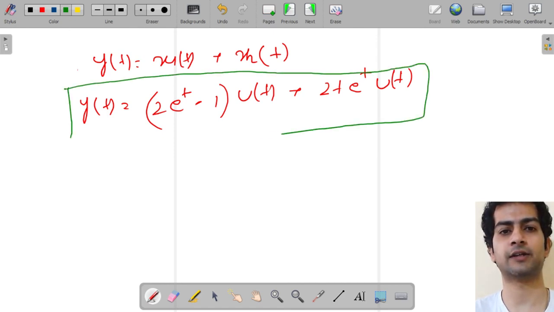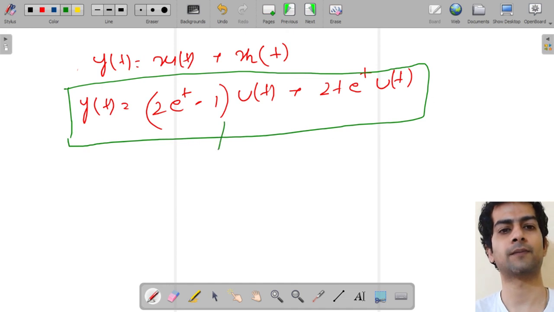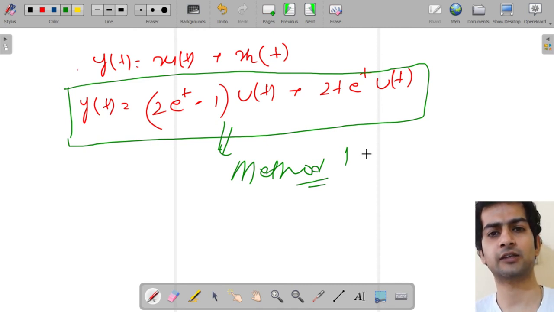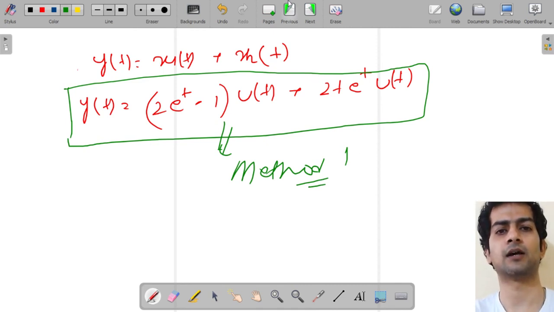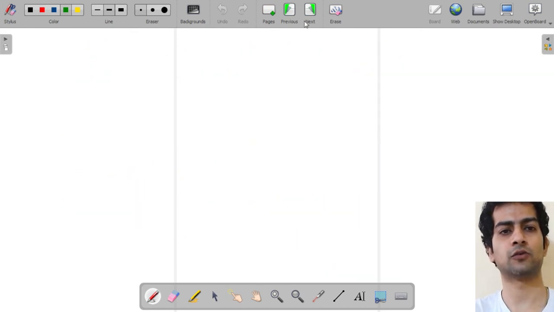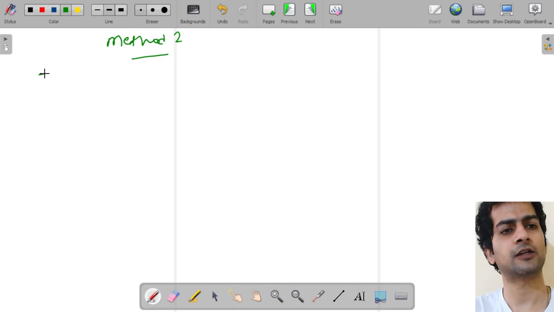So this is our y(t) which we are getting from method 1, in which we didn't require any knowledge of state space. We just use the basic concept of matrices and we expanded it, and then we found y(t). Okay, so now let's solve this problem by method 2. In method 2, we saw what we were getting.